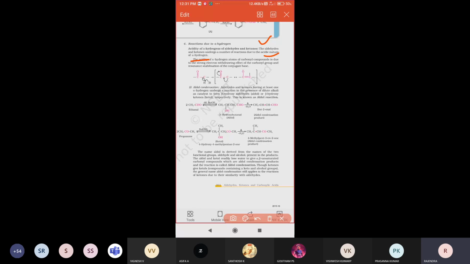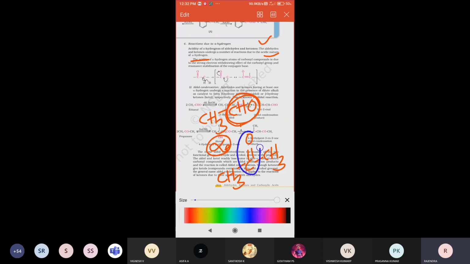For example, if you take a ketone, CH3-C=O-CH3, the carbon atoms adjacent to the functional group are the alpha carbon atoms. This is one alpha carbon, and this is another alpha carbon. The functional group's adjacent carbon atom is always called the alpha carbon atom, and this alpha carbon atom must have alpha hydrogen atoms.